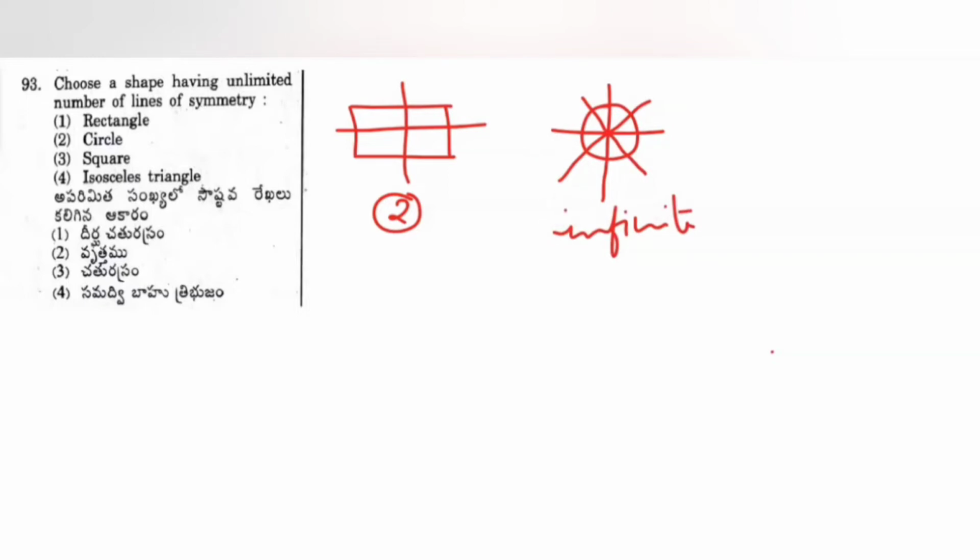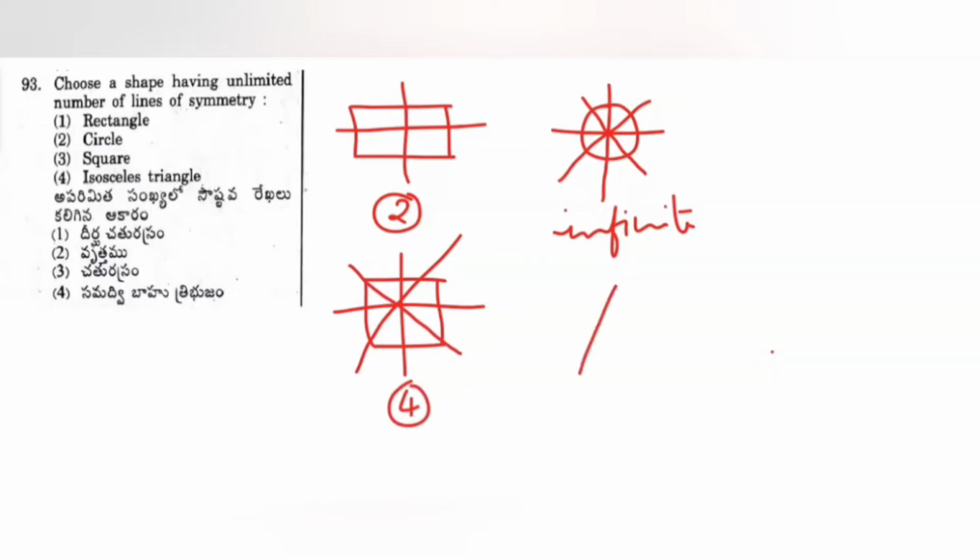So, let us check a square also. A square will have 4 lines of symmetry, one parallel to length, one parallel to breadth, and also passing through the diagonals. So, totally there are 4 lines of symmetry for a square. And for an isosceles triangle, there is only one line of symmetry, which passes between the 2 equal sides. Only one line of symmetry. So our answer is circle, which has an infinite number of lines of symmetry.